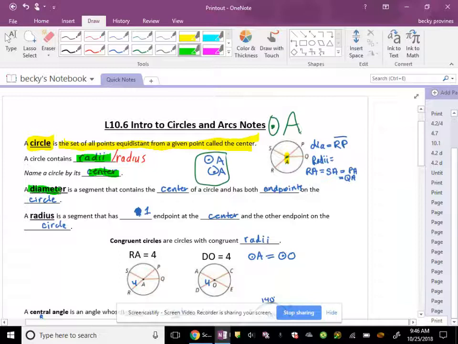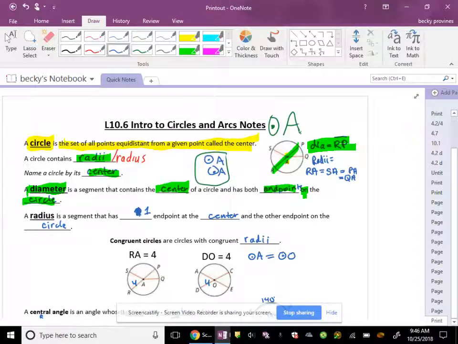The next word is diameter. The diameter is a segment that contains the center of the circle, and both endpoints are on the circle. Remember, we say it's always on the circle. So the diameter goes straight through. To name that, you would just name the endpoints. So let's write down the diameter here is RP. My question is, could you switch that and say PR? And the answer is yes, you definitely can.